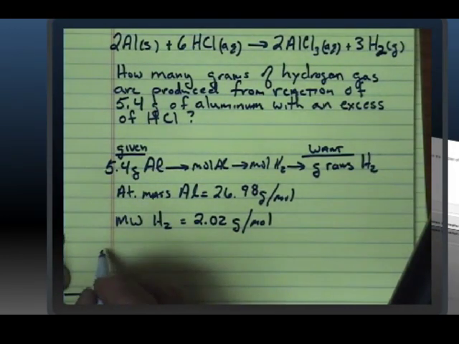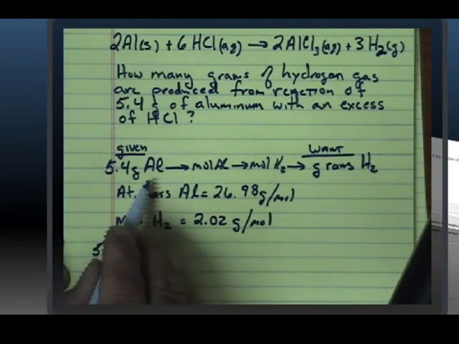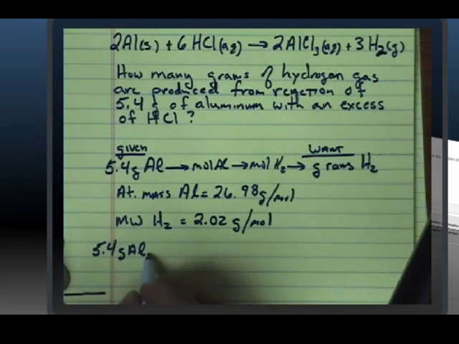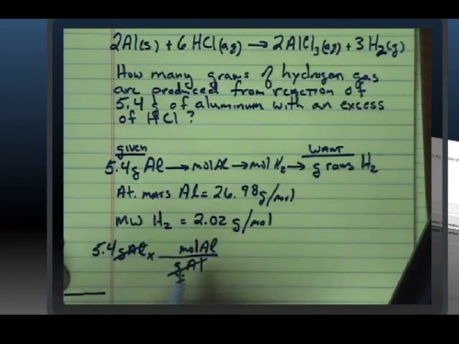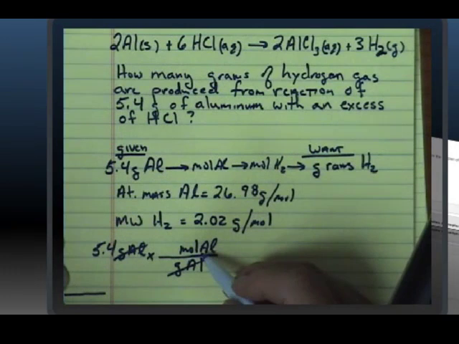So to proceed with this problem, we write down first with what we're given, 5.4 grams of aluminum. Now what our map tells us is that needs to become moles of aluminum, so we're going to multiply by a conversion factor that puts grams of aluminum on the bottom so we can cancel those units, and we want to be left with moles of aluminum on top. We're now in moles of aluminum.